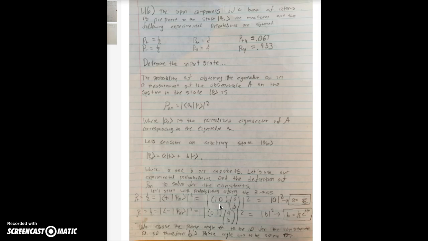1/2 is equal to the modulus of A squared and the modulus of B squared. But we can choose the phase angle of one of the constants to be 0, and the other one to be an angle theta. So let's choose the phase angle for A to be equal to 0. Then A is just equal to 1 over root 2, and the phase angle for B will be theta. And so B is equal to 1 over root 2 times e to the i theta.